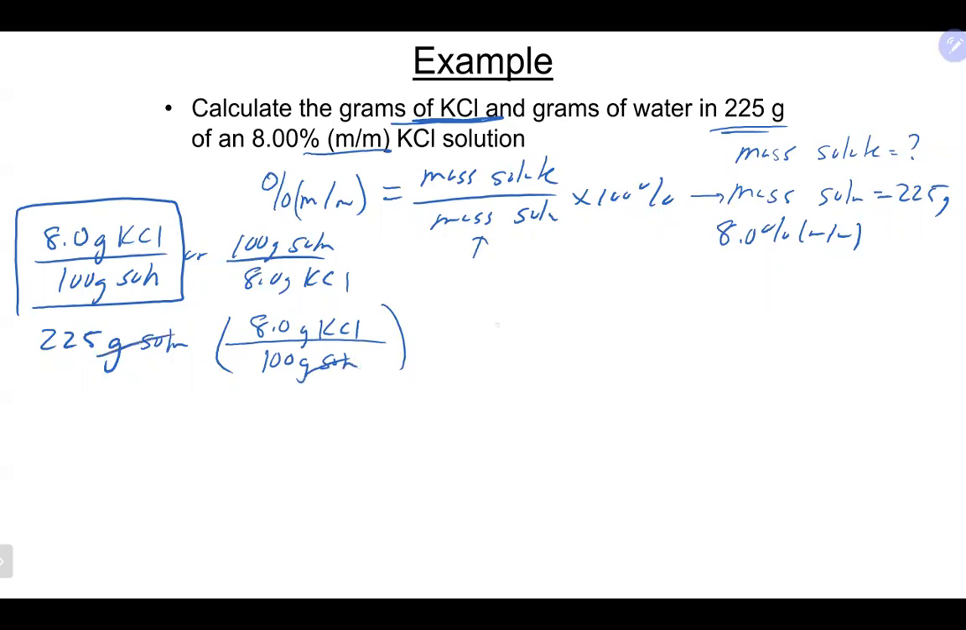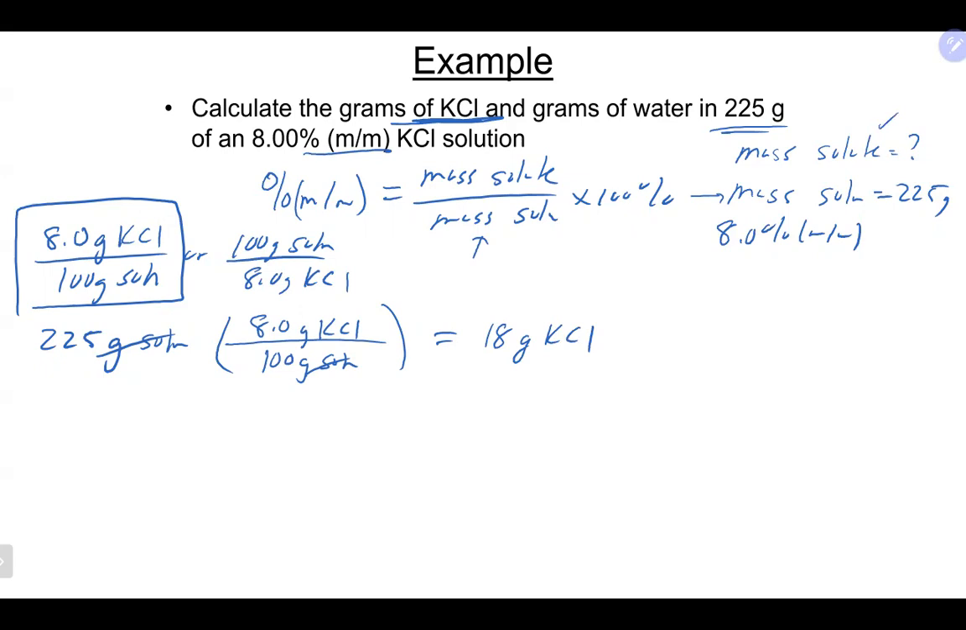Again, the grams of solution will cancel. That'll give us 225 times 8 divided by 100, which gives us 18 grams of KCl, which is the mass of our solute. Any questions on that part of it there?